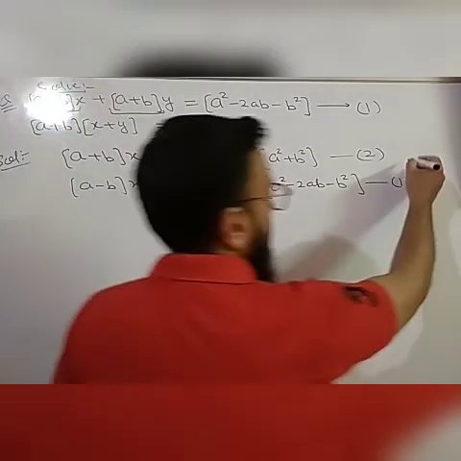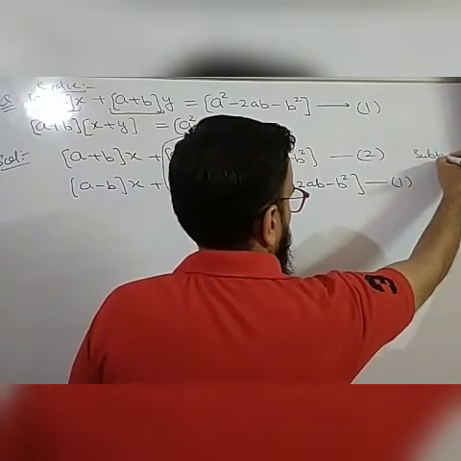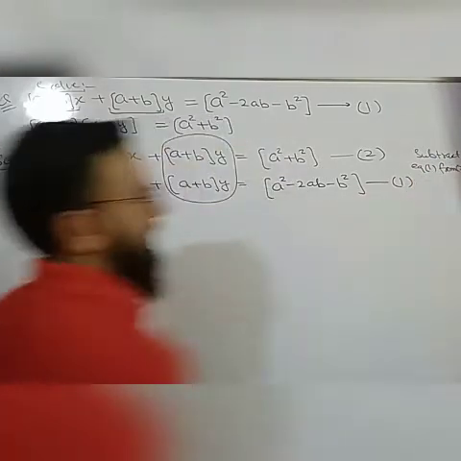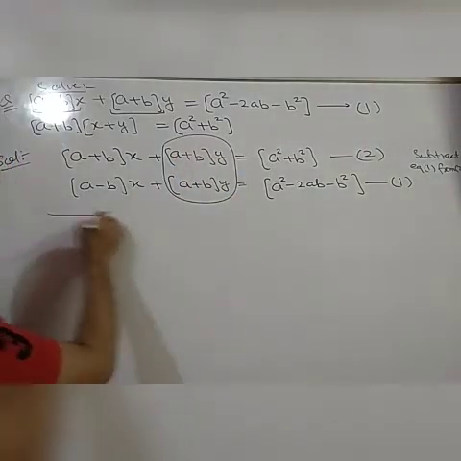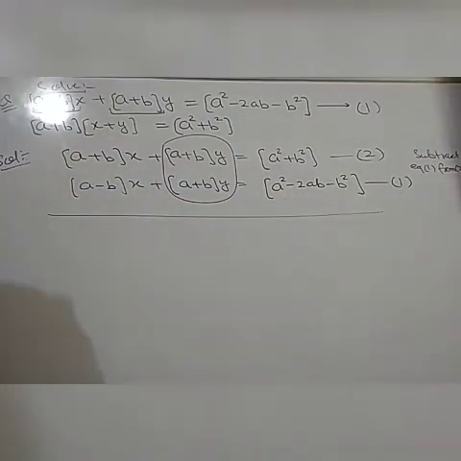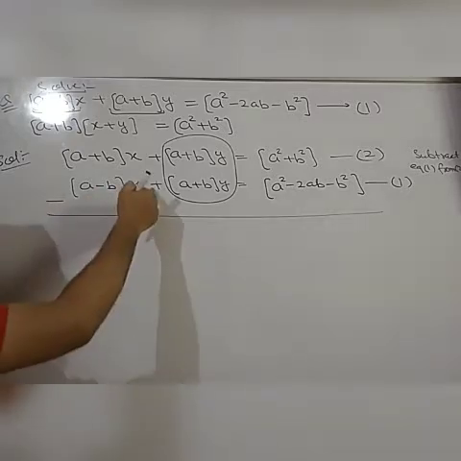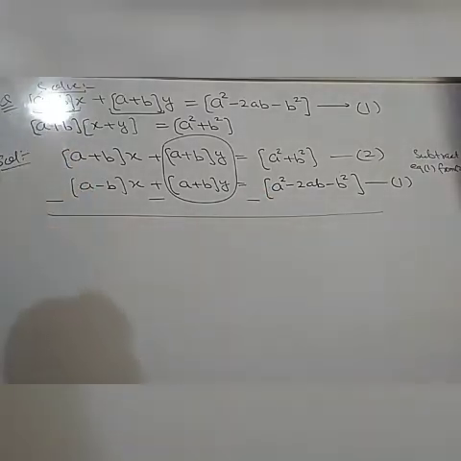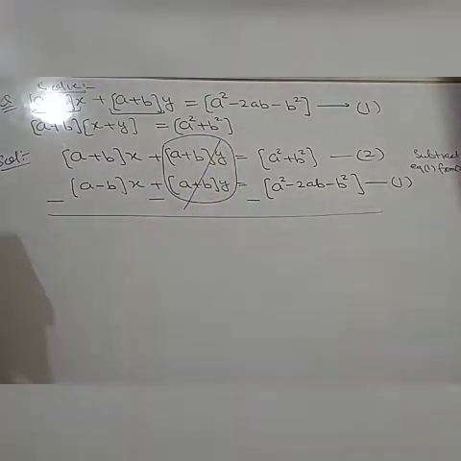So what will we do? We will subtract equation 1 from 2. You can subtract 1 from 2 or 2 from 1. It depends on you. So I am directly subtracting equation number 1 from equation 2. Whenever there is a subtraction, the sign is minus. This will be a minus sign. This plus will also be converted to minus, and here it will also be a minus sign. Now this (a plus b)y and minus (a plus b)y, this whole term will cancel out.